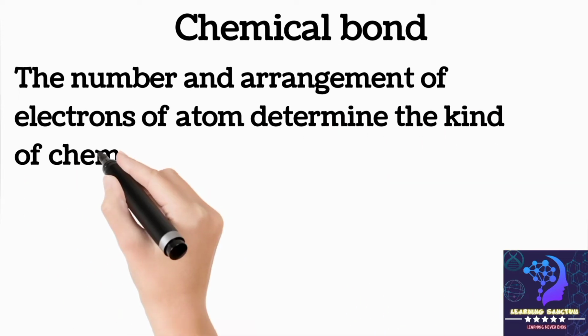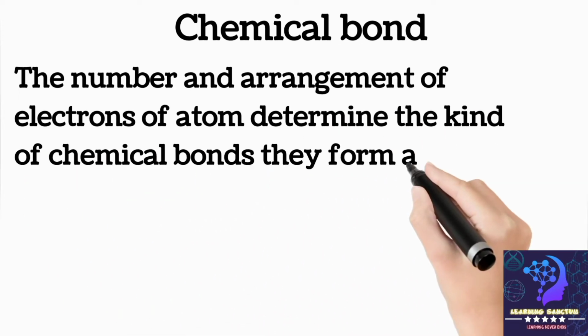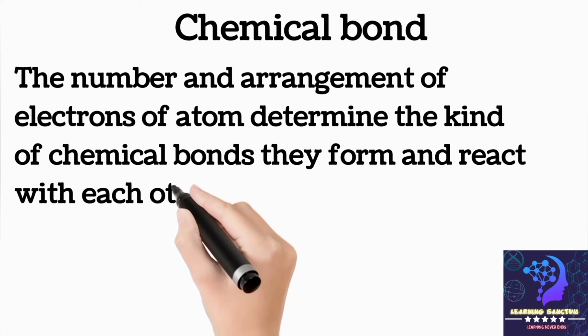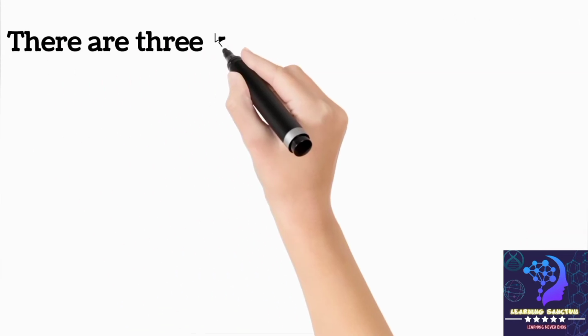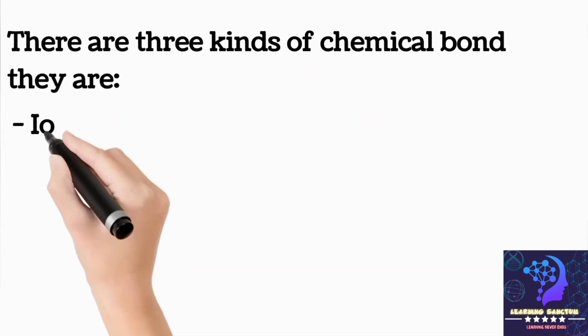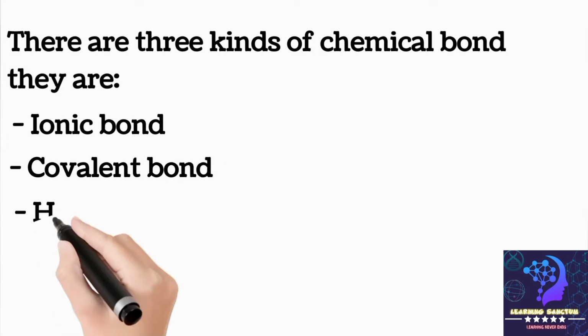They form and react with each other to form molecules. There are 3 kinds of chemical bonds. They are ionic bond, covalent bond and hydrogen bond.